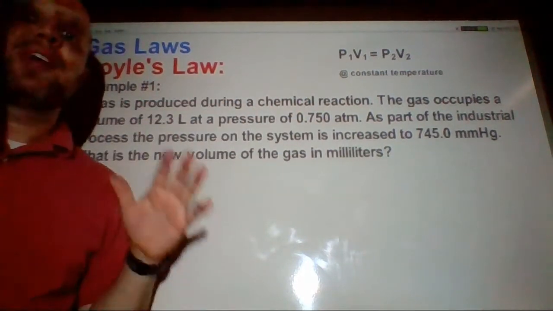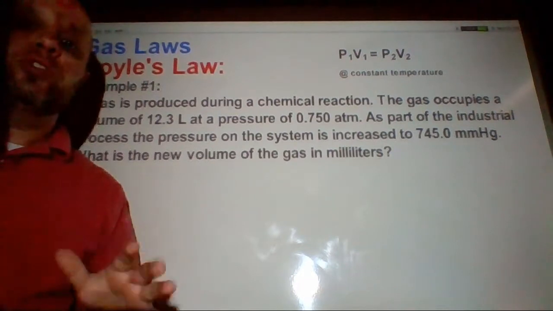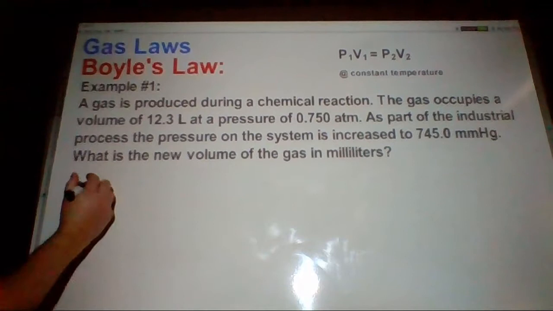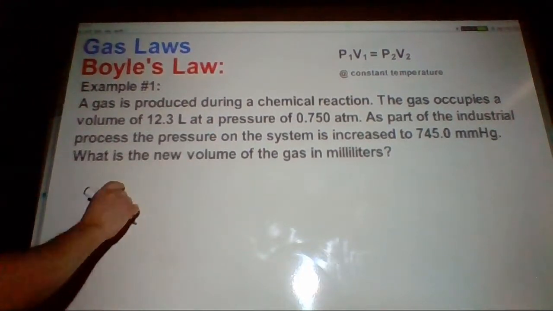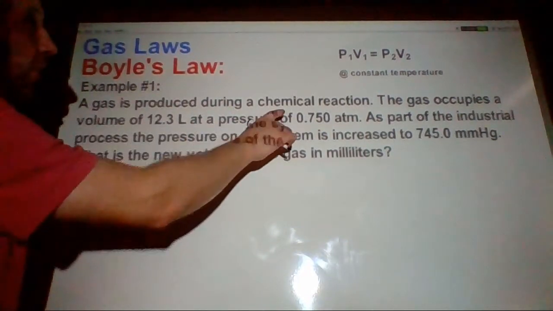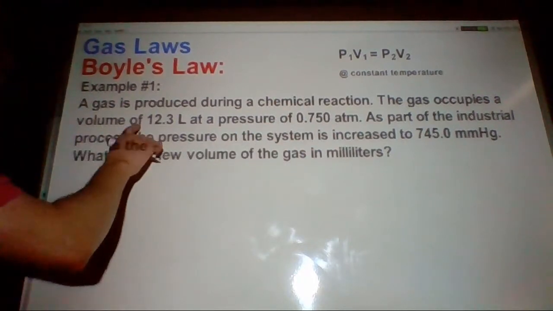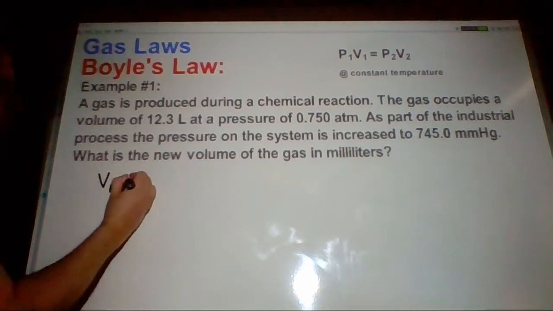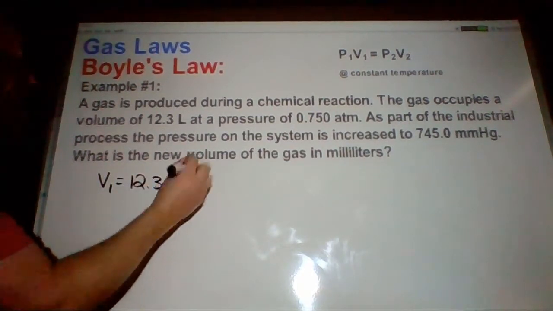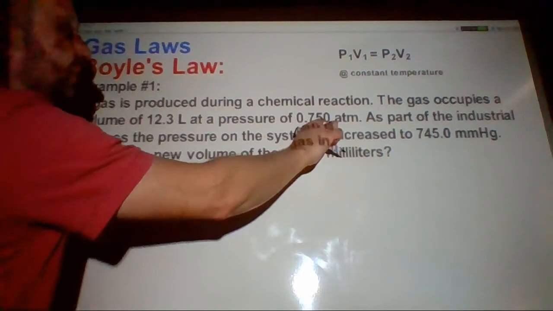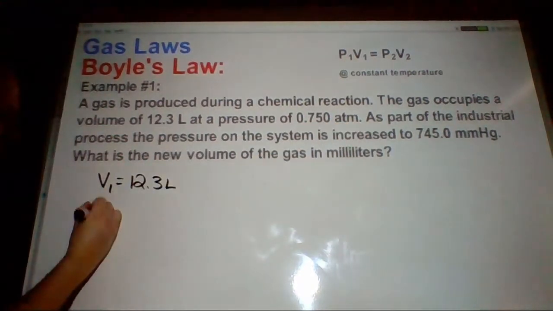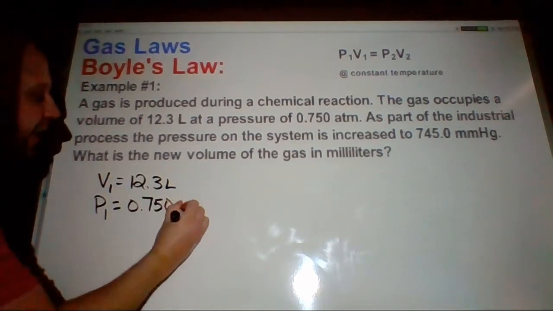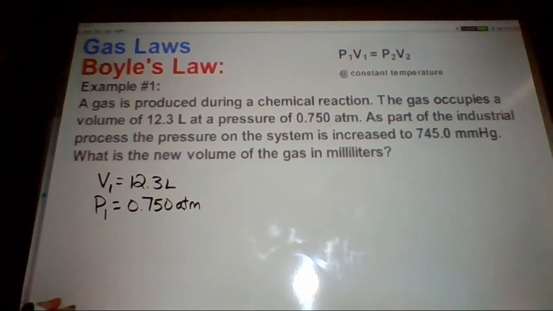When you do these problems, I want you to be writing down the givens just like you would do it in math class. So on the side here, I'm going to write down, as we go through it, each of these givens. So a gas is produced during a chemical reaction. The gas occupies a volume of 12.3 liters. That's going to be our volume number 1. At a pressure of 0.750 atm. So our pressure number 1 is 0.750 atm, again, 3 significant figures.